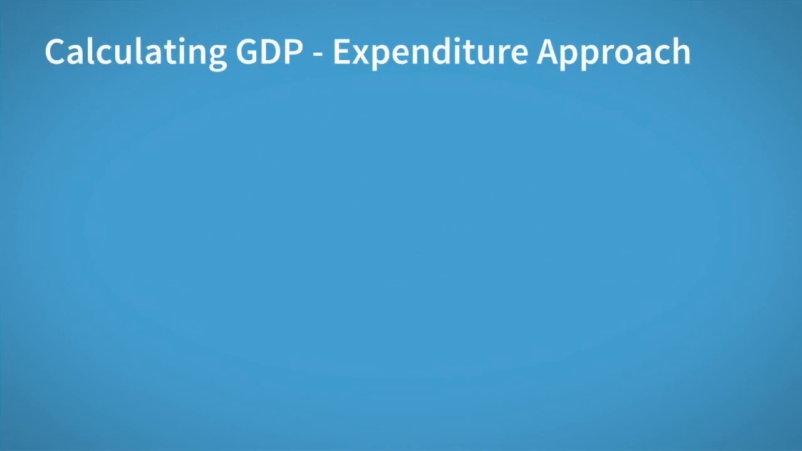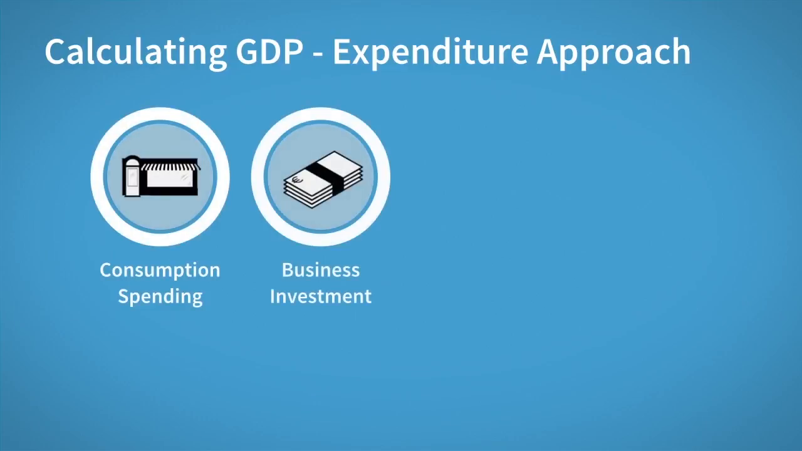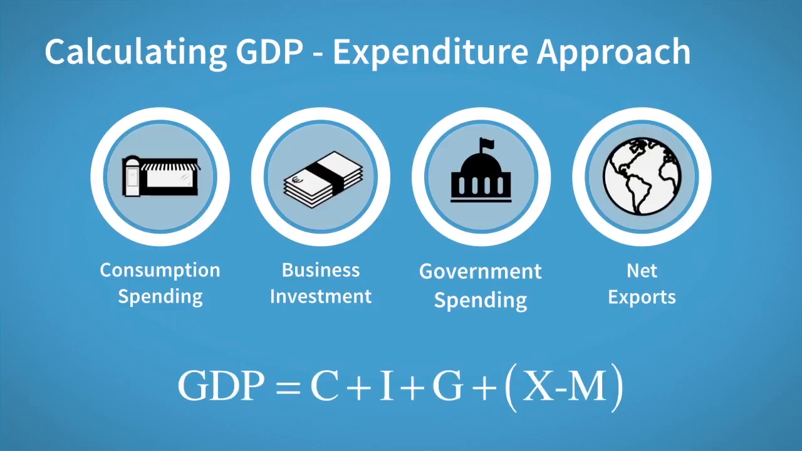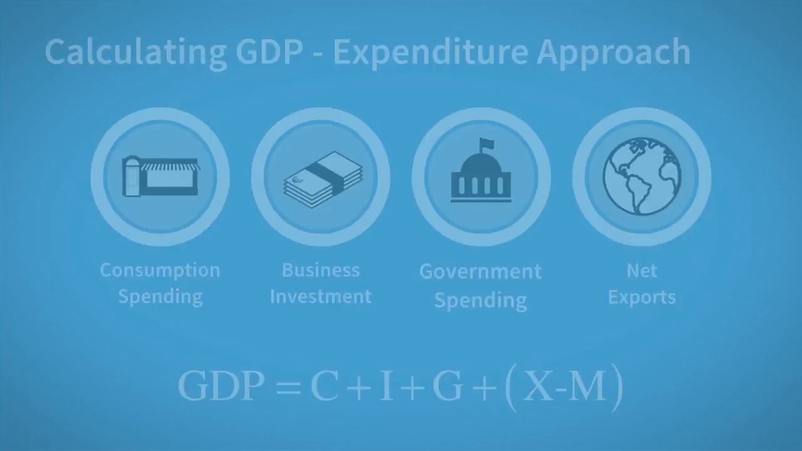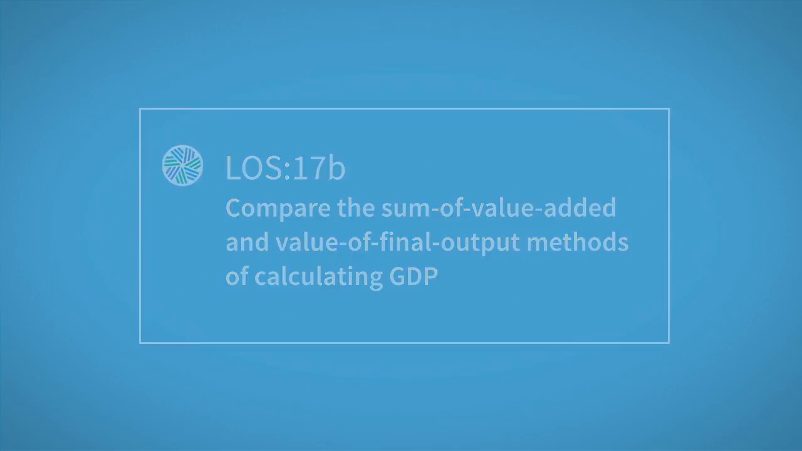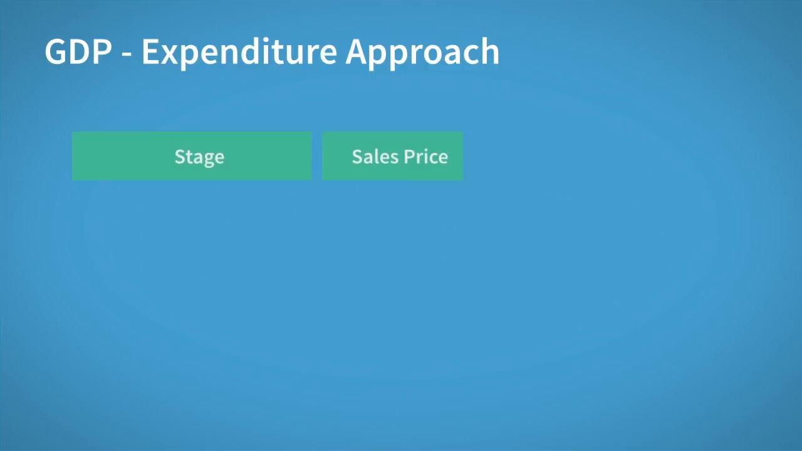Under the expenditures approach, we express GDP as a combination of consumer spending, business investment, government spending, and net exports. This is a very important relationship used frequently in the economics material. Now, to calculate the value of GDP under the expenditure approach, we have two methods. We can either look at the sum of value added method, or we can look at the value of final output method.